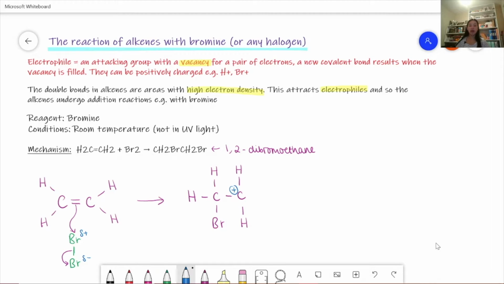And we also form the bromide ion, because we've lost, this is basically the bottom bromine atom of the bromine molecule. And because the electrons from the covalent bond have moved towards it, it's become a bromide ion. And this intermediate is what we call a carbocation. And it's positively charged.